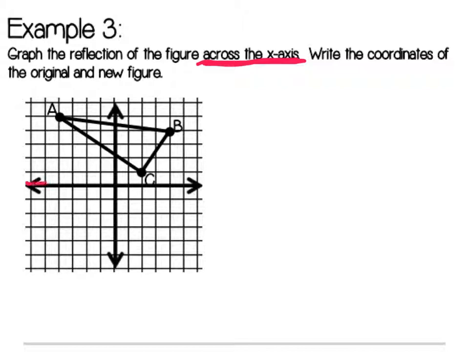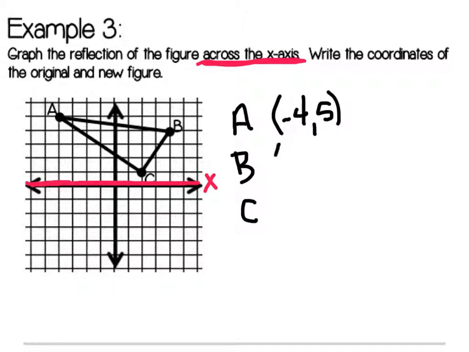I want you to go ahead and draw a line across the x-axis to show where we are reflecting. This is our x-axis. Now, they've asked us to write our coordinates for our original and our image, so point A, B, and C. Point A is at -4, 5. Point B is at 4, 4. And point C is at 2, 1. Now, a reflection, like when you see your reflection in the mirror, your reflection is the same distance away from the mirror that you are. They are equally spaced across that line of reflection.